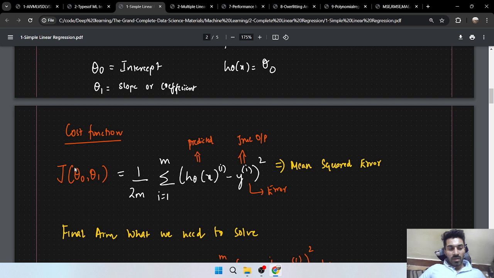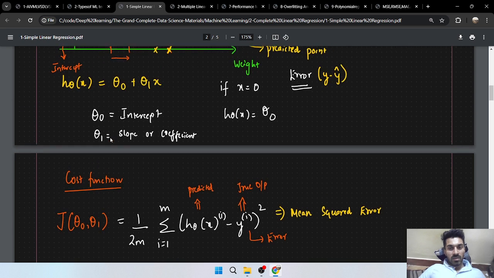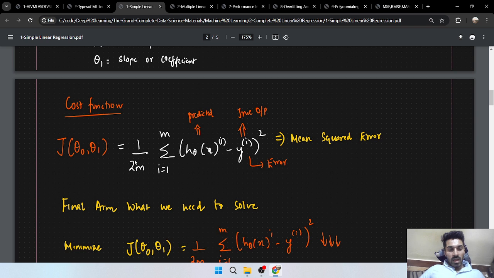So the loss function will be 1 upon 2m, summation of i equal to 1 to m, of h theta of x i minus y i, whole square. Basically this is the mean squared error, you can also say MSE, and it is also a loss function. Cost function is for only one point. And in your mind there will be some confusion, like why we are dividing by 2m.